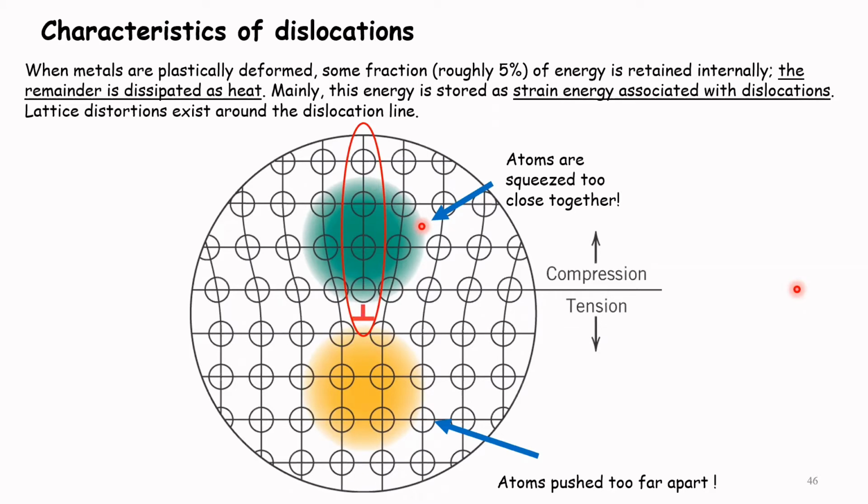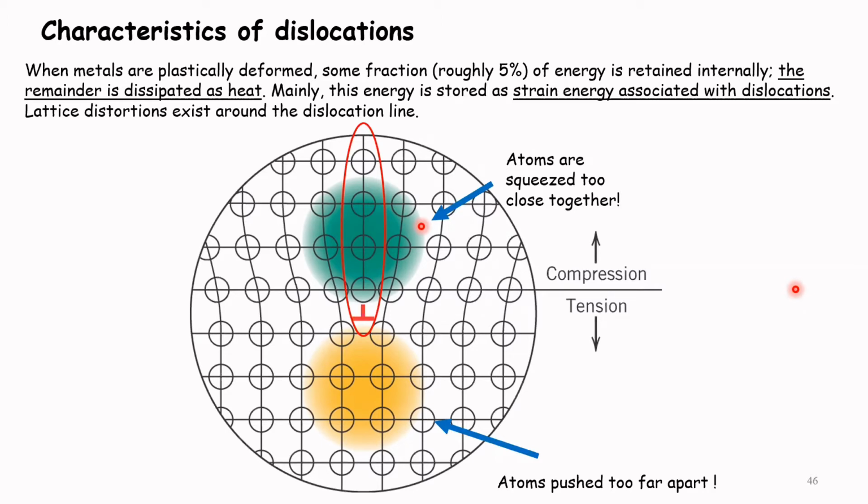Okay, several characteristics of dislocations are important, especially to the mechanical properties of metals. This includes the strain field that exists around a dislocation, which is influential in determining the mobility of the dislocation as well as its ability to multiply. When metals are plastically deformed, a fraction of the deformation energy, approximately 5%, is retained internally, and the remainder is dissipated as heat.